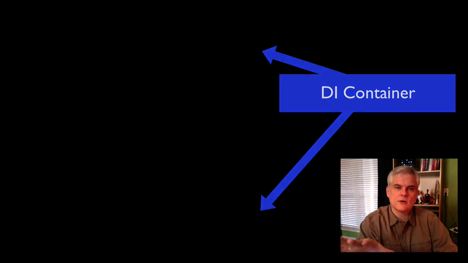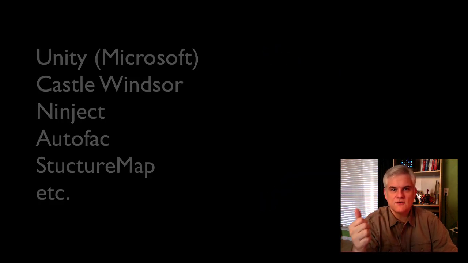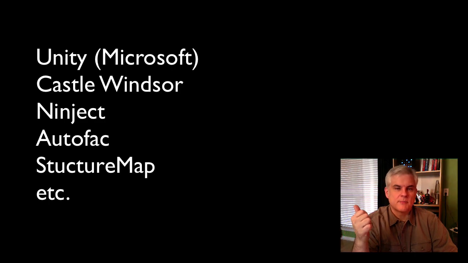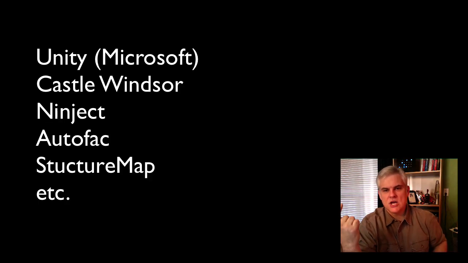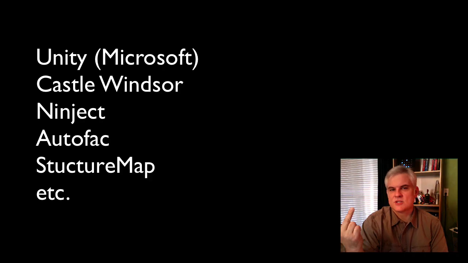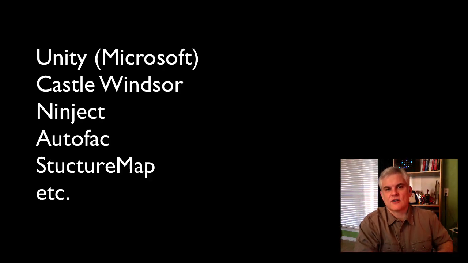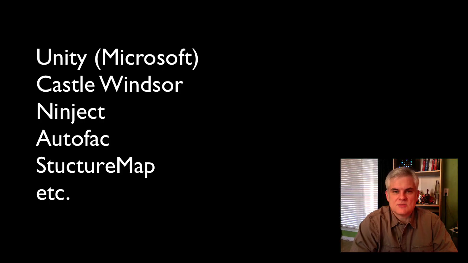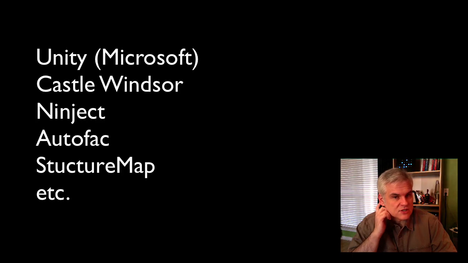The ones I hear about most often are Unity from Microsoft. Their Patterns and Practices group created this and support it. There's also something called Castle Windsor, which seems to be pretty popular among those in the know. Ninject, which is my personal favorite. There's also AutoFac and Structure Map, and there are others. I haven't used most of these, but I hope to soon, and we'll create a series where we get to flex our muscles and try each of these out, take them for a short spin.